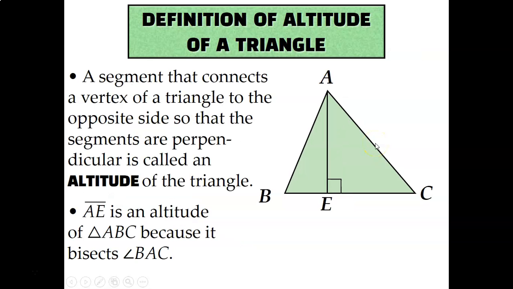And we have altitudes. An altitude is a segment that connects a vertex of a triangle to the opposite side so that the segment is perpendicular to the third side. So AE in this diagram is an altitude of triangle ABC because it connects vertex A to side BC in such a way that those two segments are perpendicular.